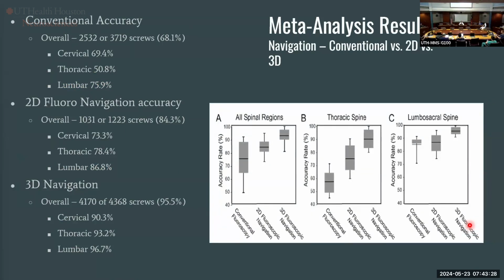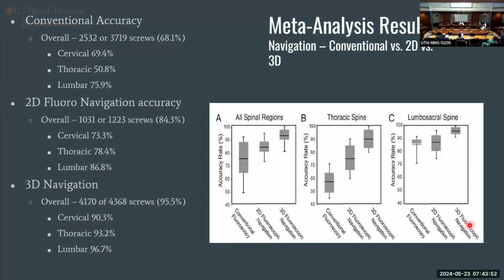So pretty clear, almost linear increase in accuracy with sophistication of navigation. So you can see the conventional fluoro overall accuracy is 68%, which is interesting. It's actually lower than that initial 1990 study. And then 2D fluoronav, you get up to 84%. And then with 3D navigation, you're at almost 96%.